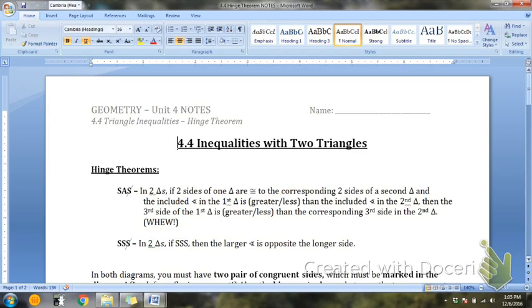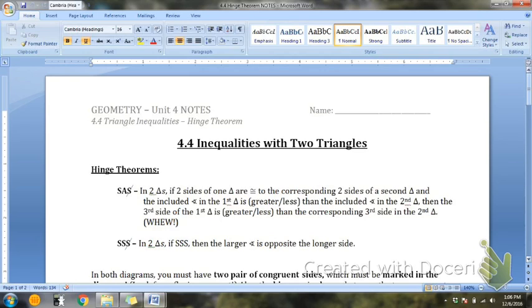Okay, so the hinge theorem means that we're going to swing something back and forth. We're going to be sharing something. Okay, so they're going to share a side and it's going to swing back and forth, going to be able to give us inequalities. So the first hinge theorem that we talk about, if I read this, you're probably going to just give me the stare, the deer in the headlights.